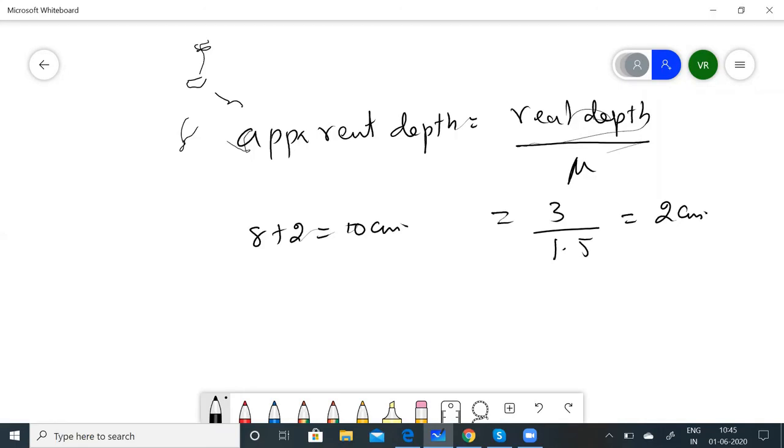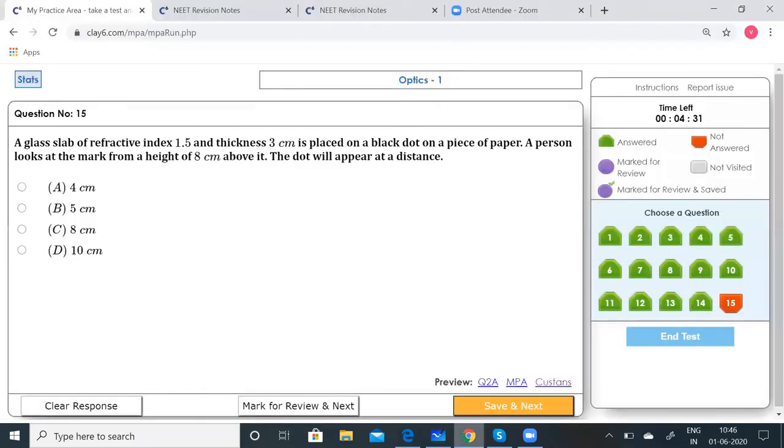The distance from his eyes to the surface is 8, and from there the apparent depth is 2. Let's see which option is correct. 10 centimeters, yes. So option D is correct.